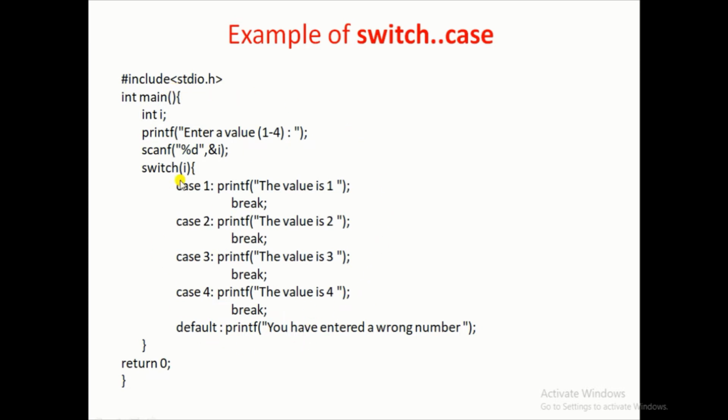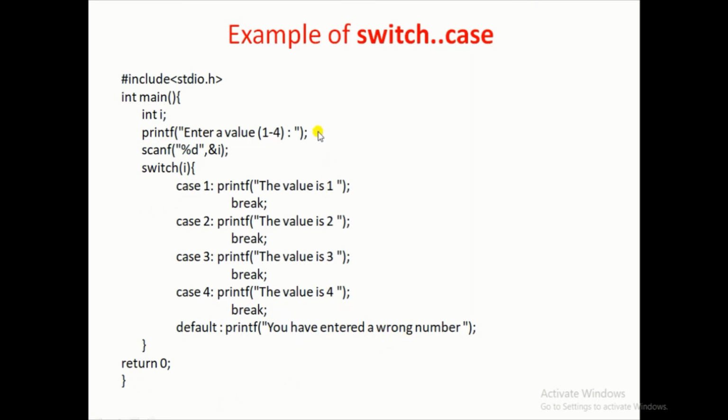Here we enter one number, and it shows us which number we entered. If the number does not match, it prints a message that you have entered a wrong number. So how do we write this code? First of all, we include the header file stdio.h and declare the main function. Inside the main function we declare one variable, i. The i variable is of integer type.